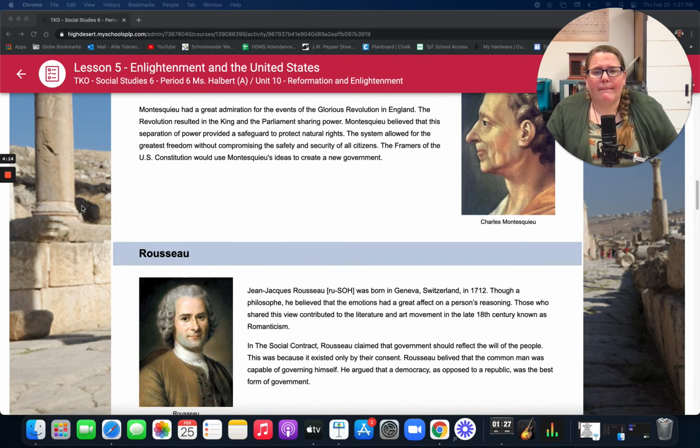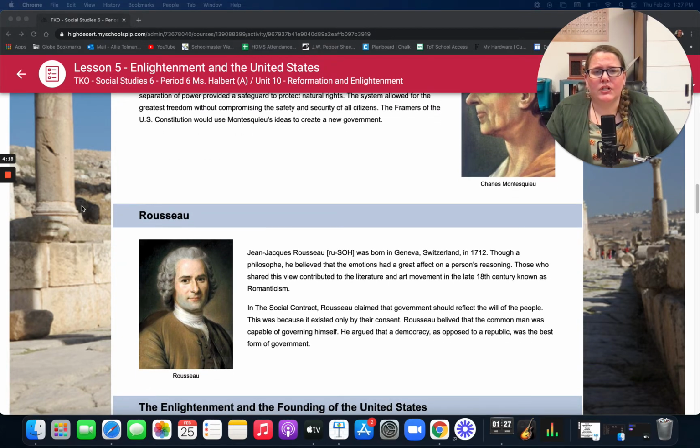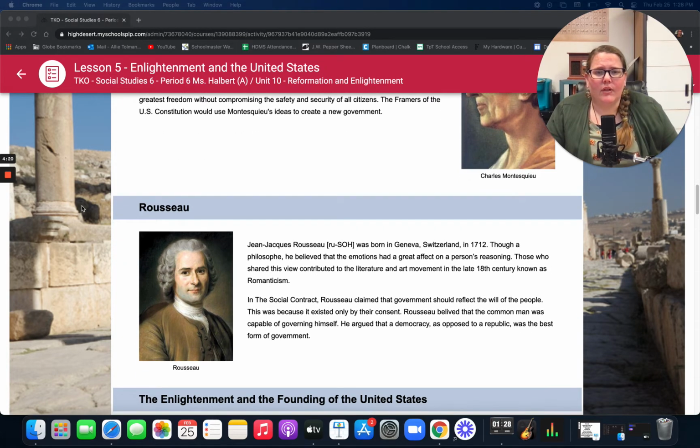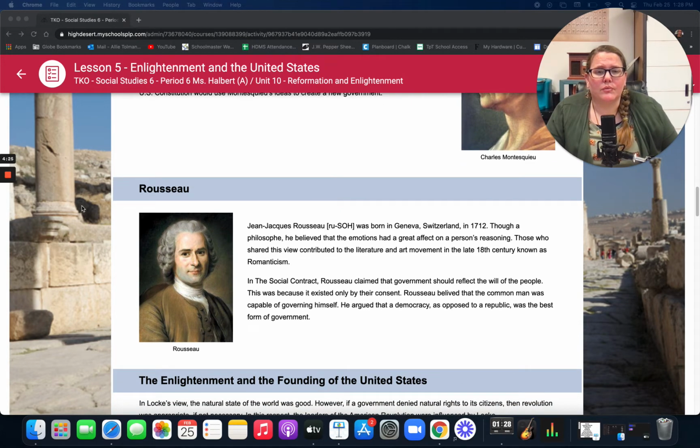Rousseau. Jean-Jacques Rousseau was born in Geneva, Switzerland in 1712. Though a philosopher, he believed that the emotions had a great effect on a person's reasoning.